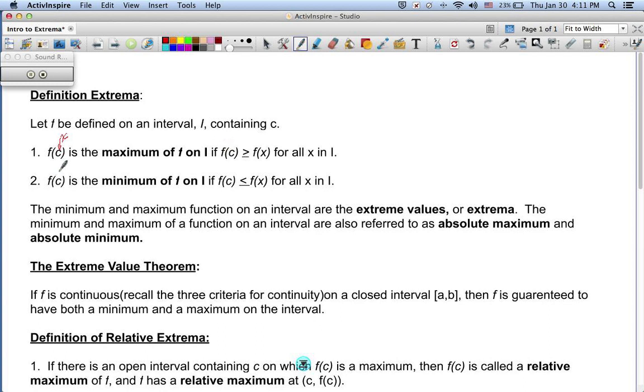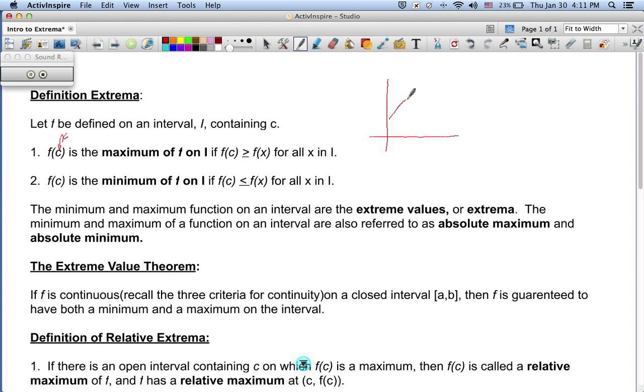And similarly, f of c is a minimum if, for every x on the interval, f of c is less than or equal to f of x. Notice the "or equal to." This implies that you can have more than one maximum or more than one minimum. Okay, so a quick diagram of something like that.